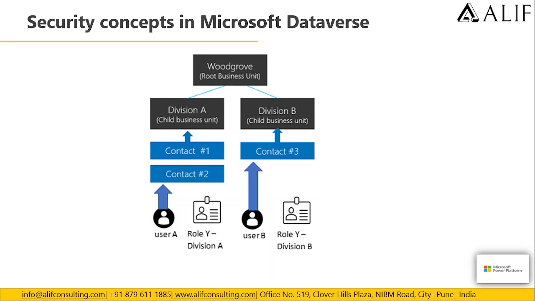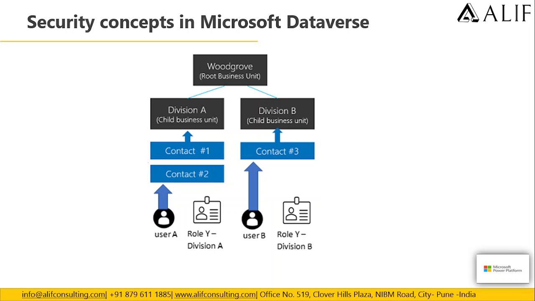So this is what was explained in the previous slide. So Woodgrove is the root business unit. Under Woodgrove business unit, there are two child business units, that is Division A and Division B. Contact 1 and Contact 2 are created under child business unit A, and Contact 3 is created under Division B.